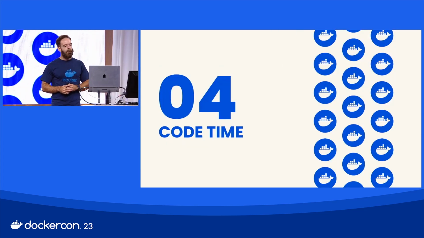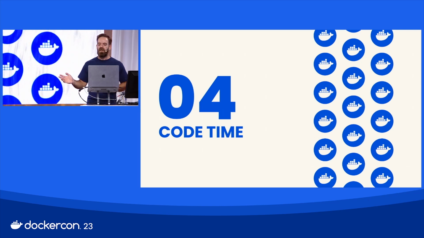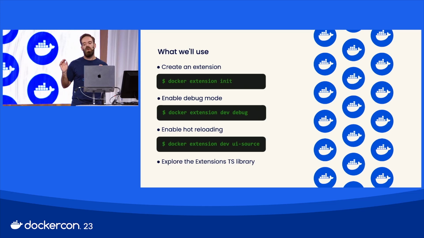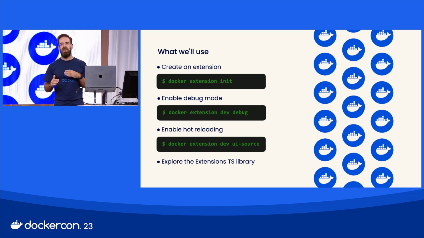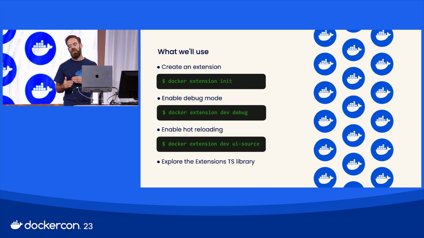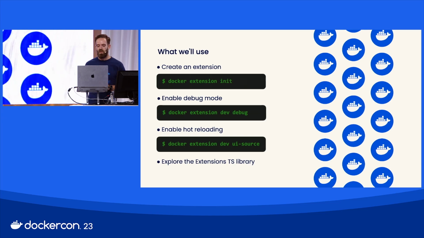Well, so I know you want to see how this looks like, so let's jump and create the extension from scratch. Let's use these commands, just docker extension init to create the extension. We're going to enable debug mode so that you can see what the developer experience is like. We're going to enable hot reloading as well, so we're going to do some changes. And we're going to explore what the TypeScript library is about. If you want to dive deeper, again, there are some links at the end of the talk that you can use. So let's jump ahead and do some stuff.